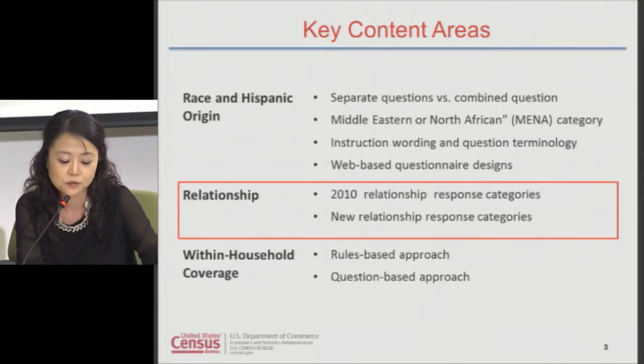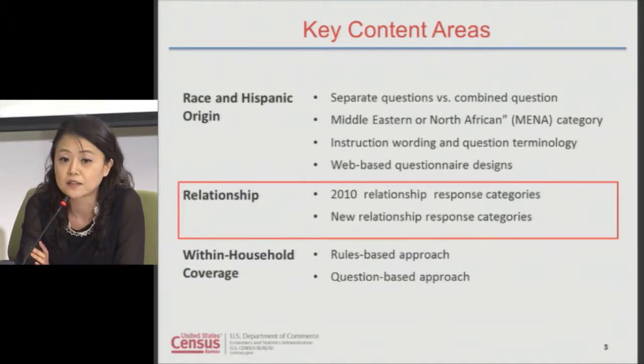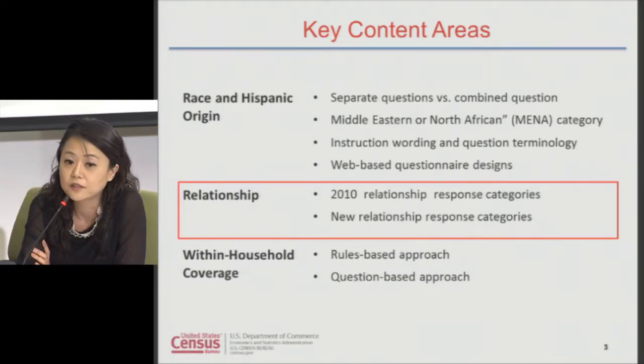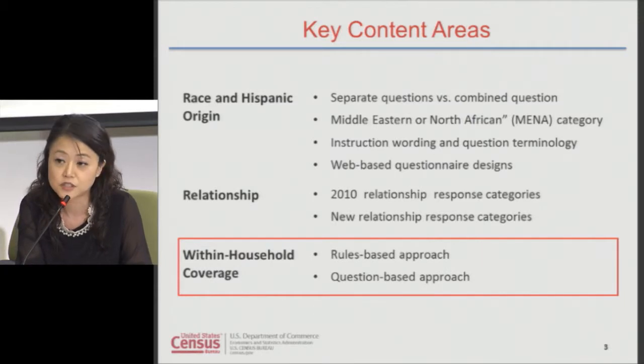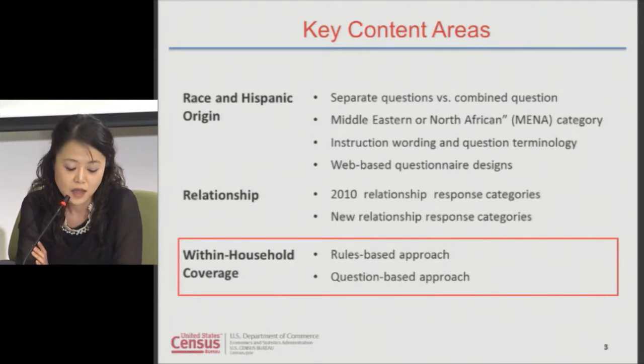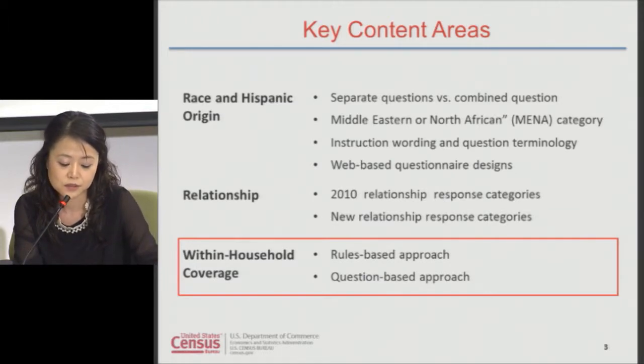The relationship question will examine the most effective way to gather information on relationship among household members. We'll be comparing the 2010 relationship response categories with the new relationship response categories that expand the husband or wife and the unmarried partner categories to distinguish between same-sex and opposite-sex relationships. The within household coverage question will examine the most effective way to help respondents provide the most effective household roster. We'll be testing the rule-based approach and the question-based approach in which the respondents are not shown the residence rule instructions and are asked to create an initial roster and then subsequently guided by additional questions to identify potentially missing people.